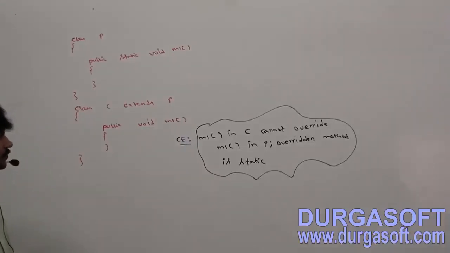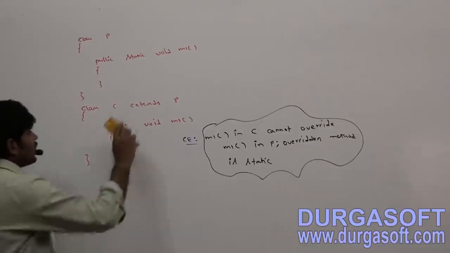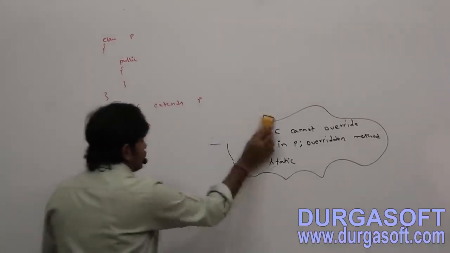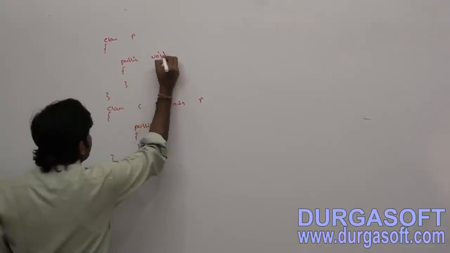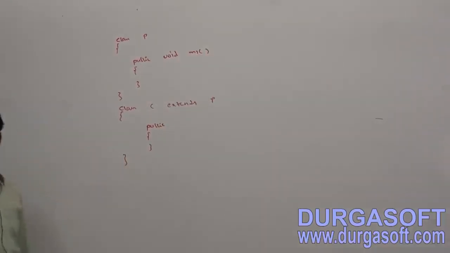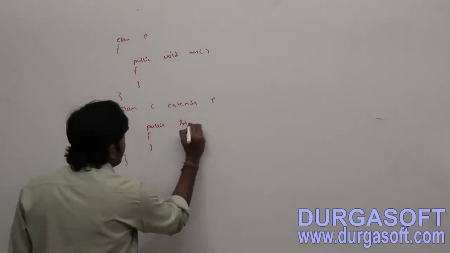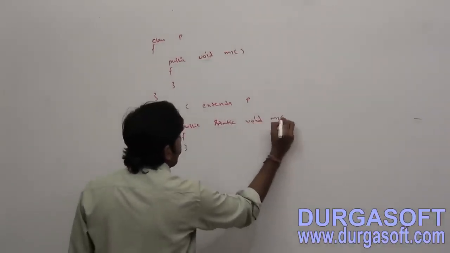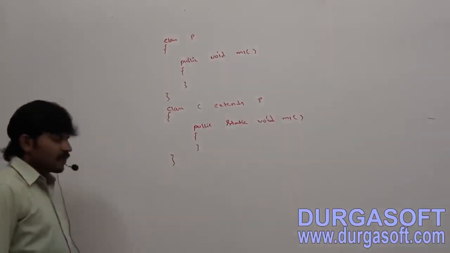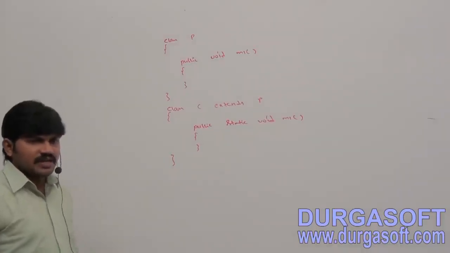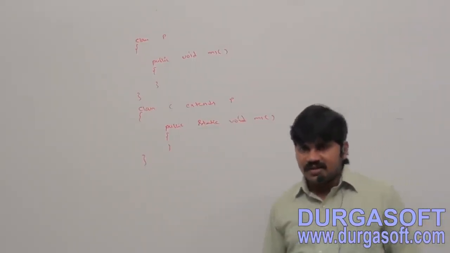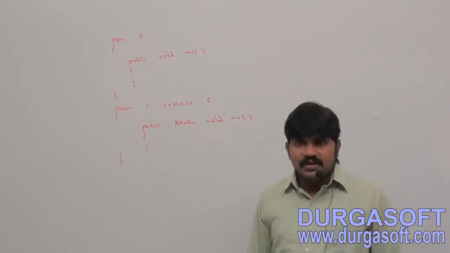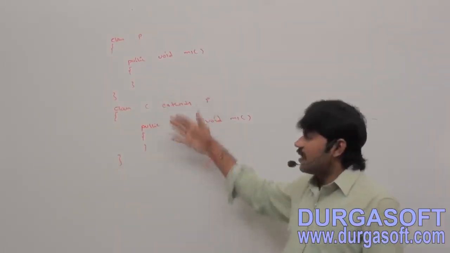Okay, now next, case 2. Here the parent class method is not static. Observe this one. Parent class method is public void m1. Child class method is public static void m1. Sir, can you tell, is it valid or invalid? By this knowledge, I hope you are able to tell valid or invalid.